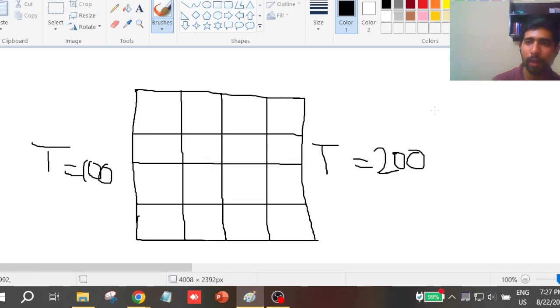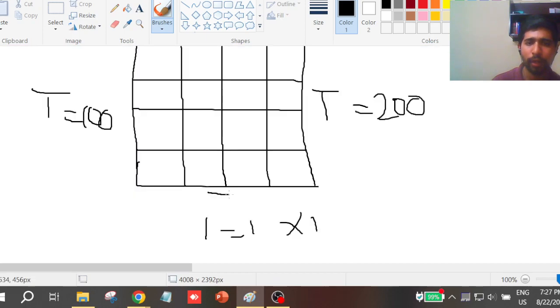So this is a practical situation, but anyway our problem is something like this. I have boundary conditions like T equal to 100, 200, T equal to 300. These are the boundary conditions, and T equal to 400.